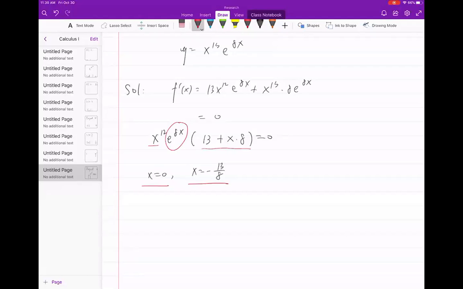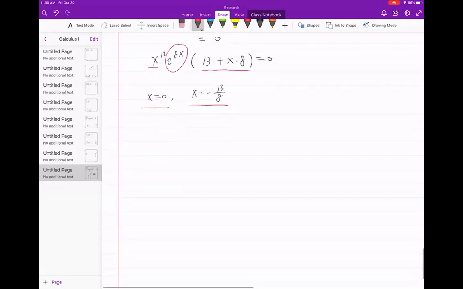Okay, Emma. I didn't hear you. Did you? 3.10 number 6. Linear approximation.